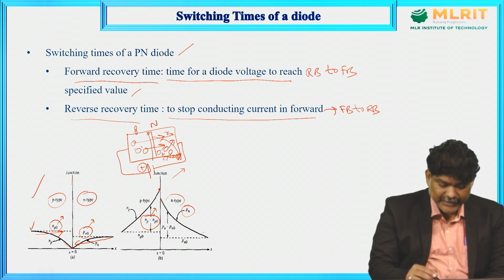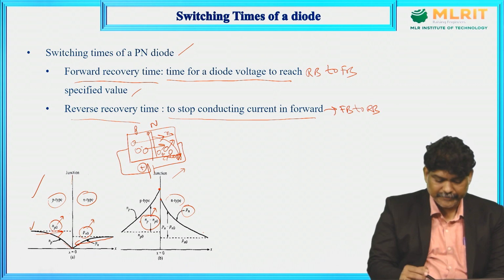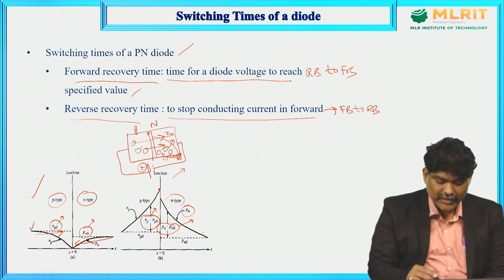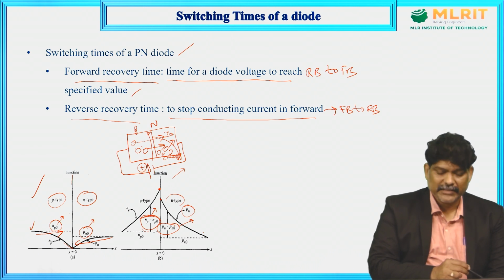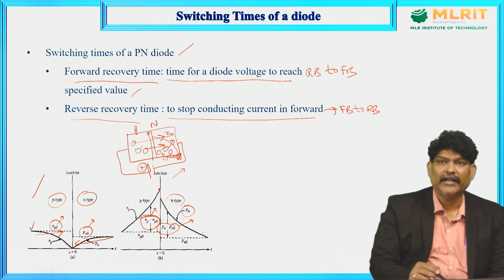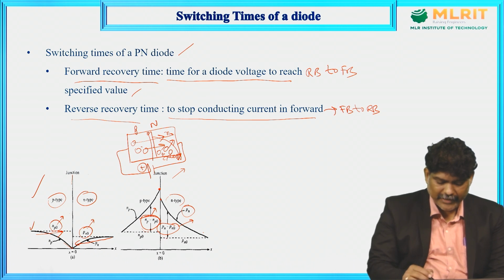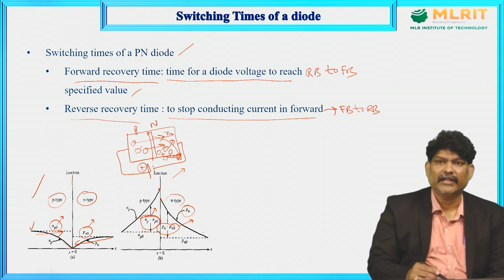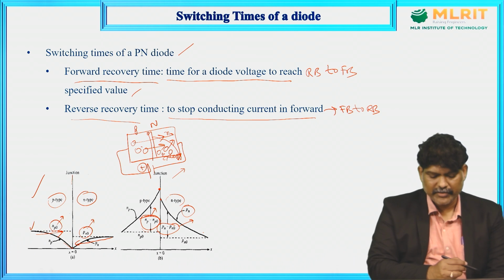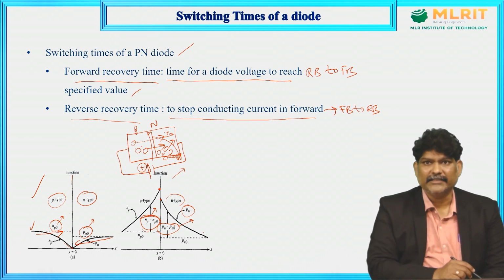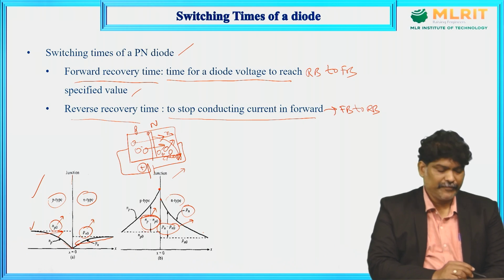So this indicates the excess hole concentration, and here the excess electron concentration on the p side. So we are talking about the minority charge carrier concentration on the p side and on the n side. Therefore this is the equilibrium condition. So this is the difference between the minority charge carrier concentration on the n side and the p side. Based on this we can analyze the switching time of the diode.